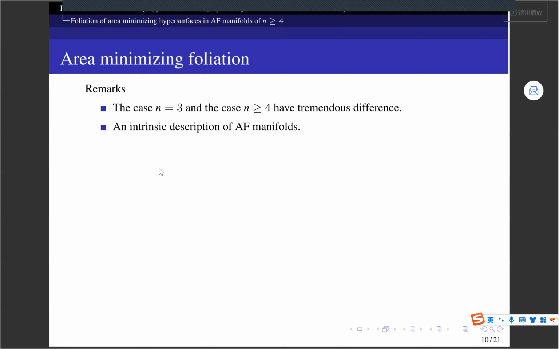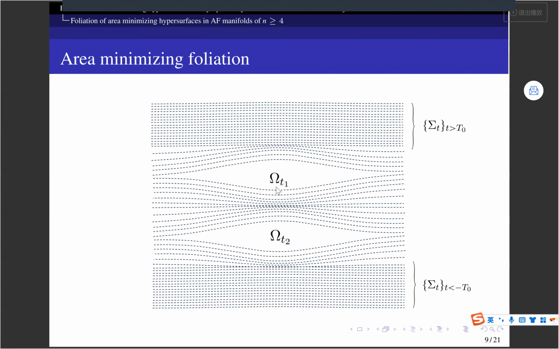And another point I would like to explain is that the foliation actually gives an intrinsic description of the AF manifold. It shows that the AF manifold is composed of area minimizing hypersurfaces, except for finitely many such shielded regions. The remaining parts are composed of minimal surfaces.